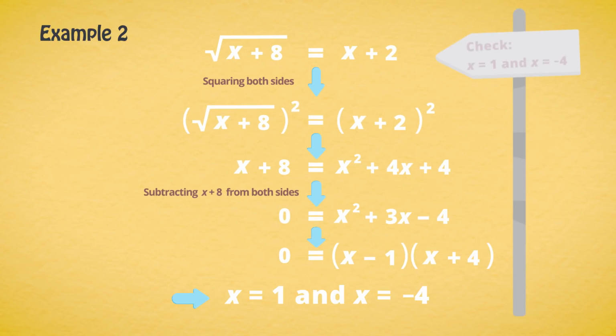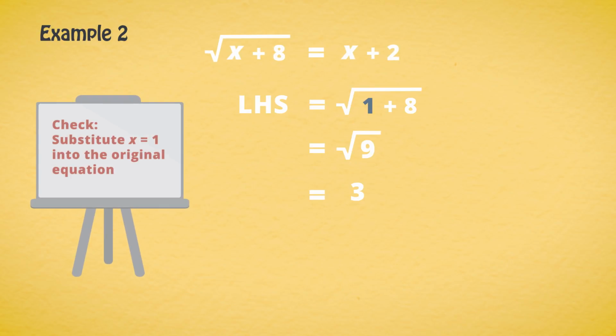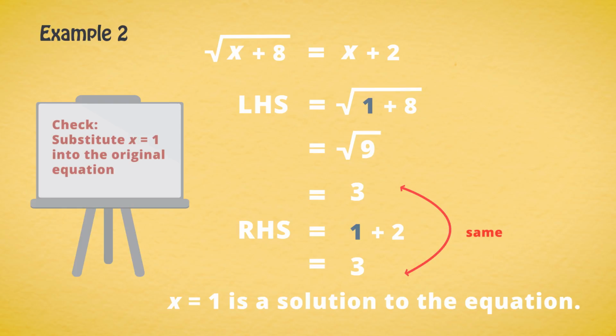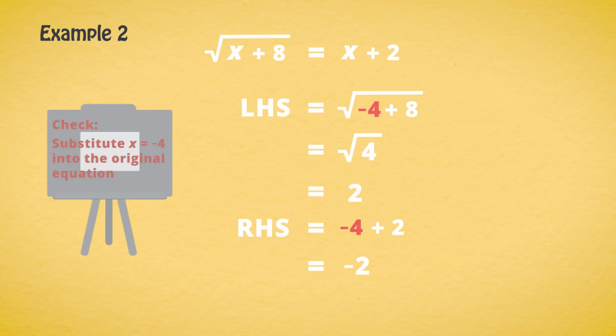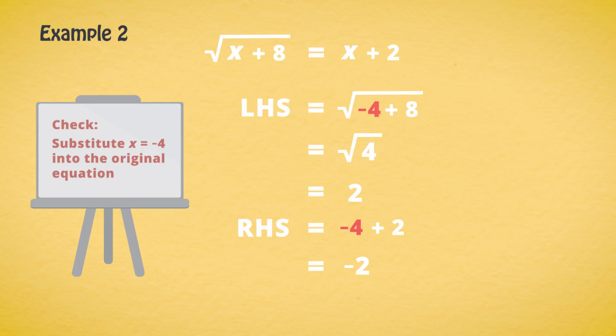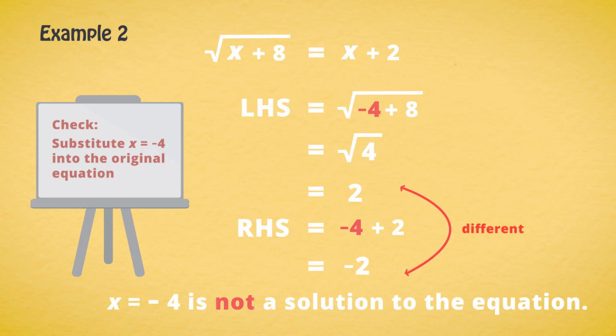Now let's check our answers in the original equation. Substituting x equals 1 into the original equation will give us the same value. This means that x equals 1 is a solution to the equation. Now notice that the values are different when we substitute x equals negative 4. This means that this answer does not work in the original equation.